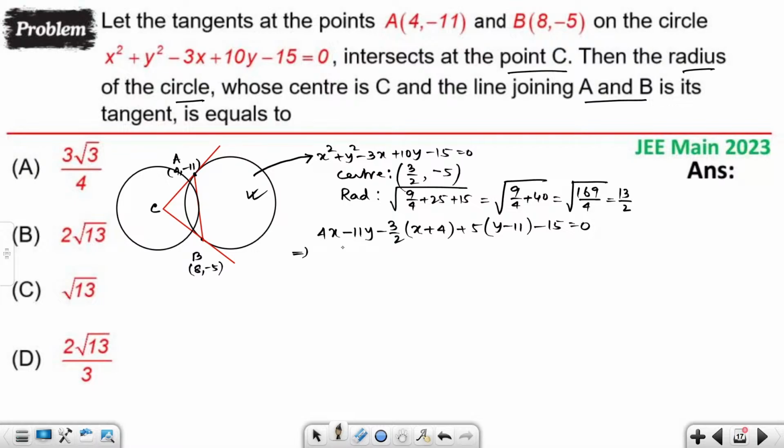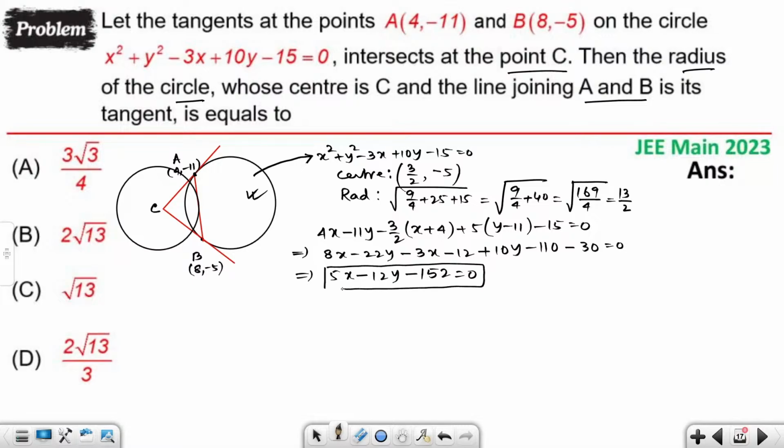So, if I multiply with 2, what are you getting? 8x, 22y minus 3x minus 12 plus 10. So it will be 10y minus 110 minus 30. So you are basically getting 5x minus 12y, and then we are having 152 equals 0. So this is the equation of AC, right?